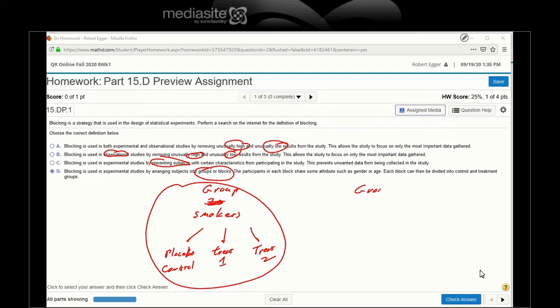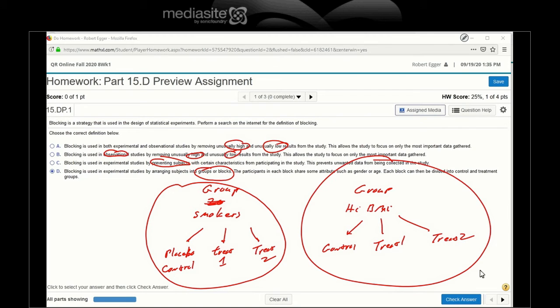Then we have the group with a high BMI. Again, we have a control. Then we make a treatment group 1, treatment group 2 out of that. Again, now we can look at how that works for a representative population that has high BMI.